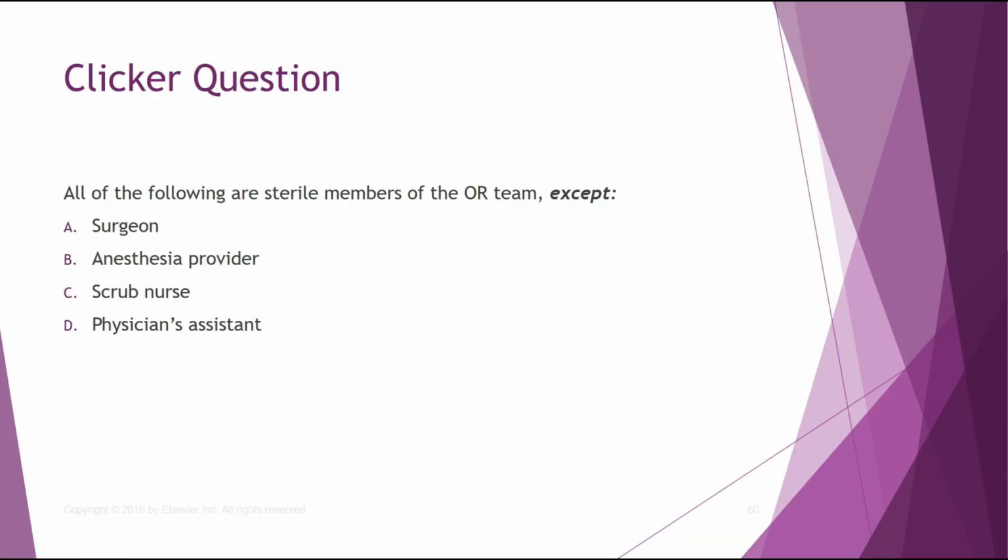Okay, clicker question. All of the following are sterile members of the OR team except: the surgeon, the anesthesia provider, the scrub nurse, the physician's assistant. The answer is B, anesthesia provider. Remember, they are a non-sterile team member. They are at the head of the patient, taking care of respiratory duties, touching a lot of machines.